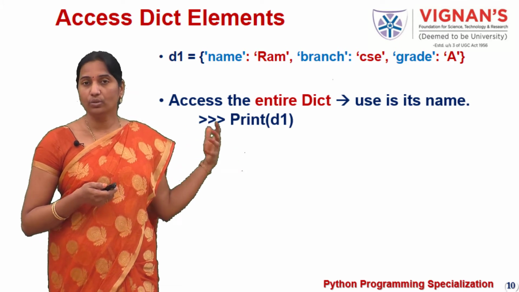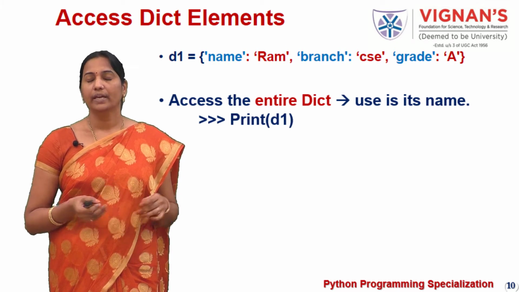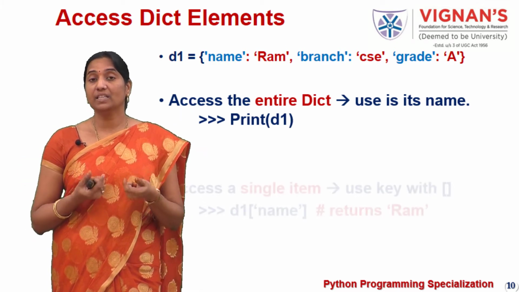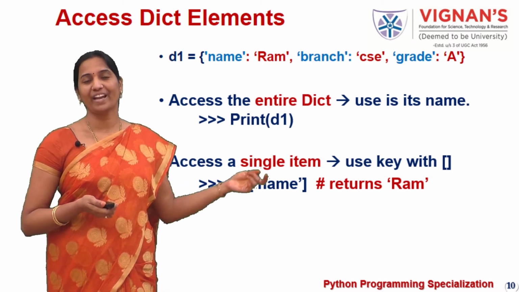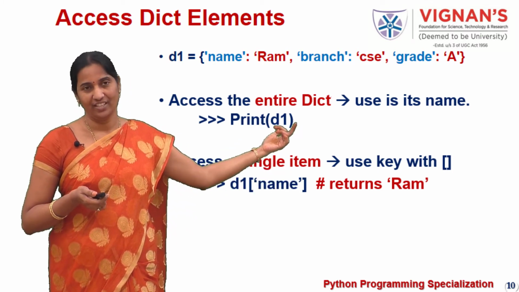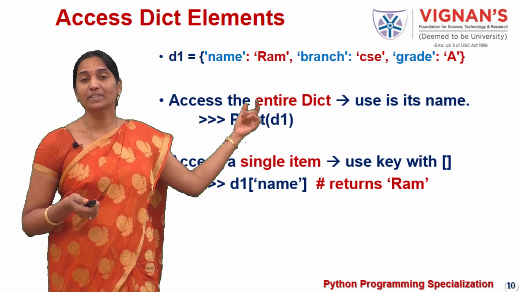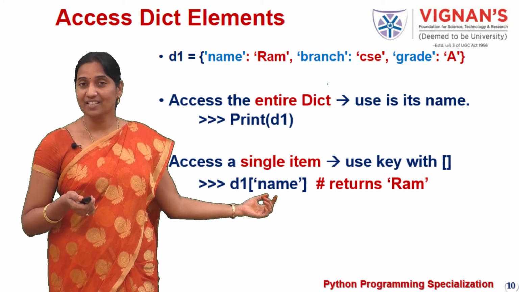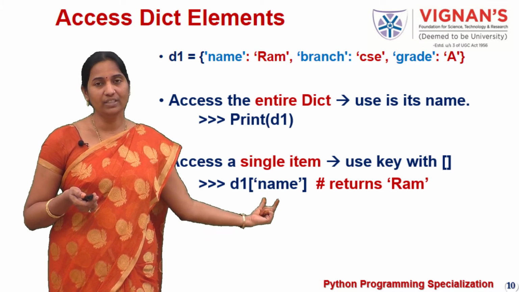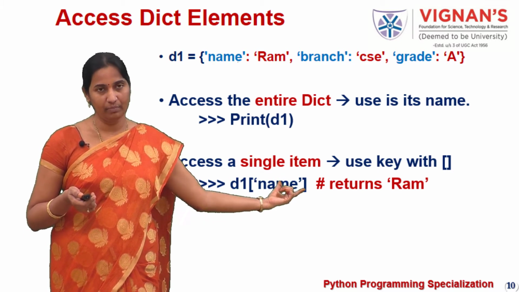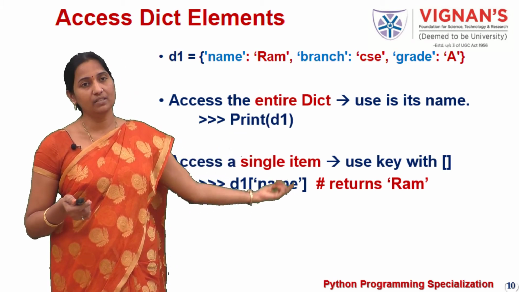But when I want to represent a single element from the dictionary, inside the square brackets I pass the key of whichever element I want to access. That is how you can access a specific element from the dictionary. In this example, I want to access the element whose key is name from the dictionary D1. So I pass name as the key with the name of the dictionary, D1. So D1 of name, enclosed within square brackets, remember. It returns the corresponding value, that is Ram.